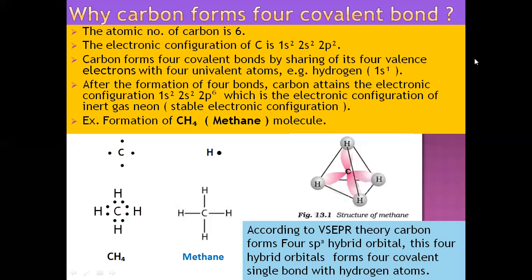Now in that lecture we studied what is meant by hydrocarbons, the classification of hydrocarbons, the definition of alkane, alkene, alkynes, and aromatic hydrocarbons, and why carbon forms four covalent bonds. In the next lecture, we will study the nomenclature and isomerism of alkanes.